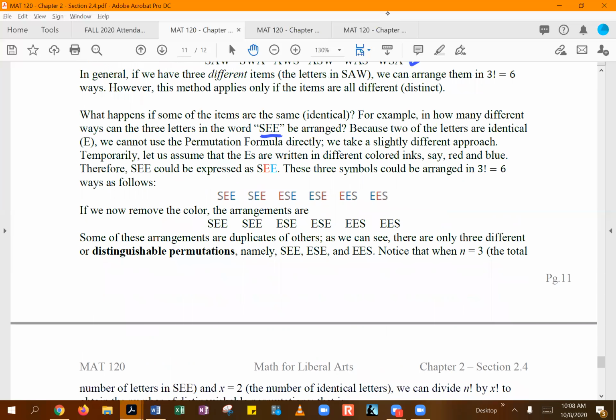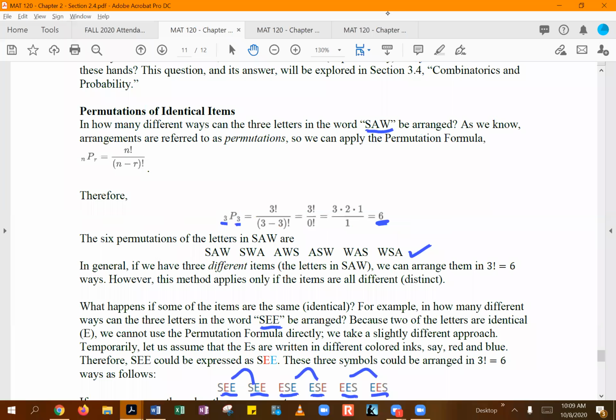And you can see we are using blue and red for the 2 different E's, so that you can see what happens when you rearrange them. The red E is first, and then the blue E. The blue E is first, and then the red E. It's just the colors that we keep switching places. If you really think about it, these first 2 are the same word, the same arrangement. These 2 are the same arrangement, and these 2 are the same arrangement. So technically we only came up with 3 arrangements and not 6.